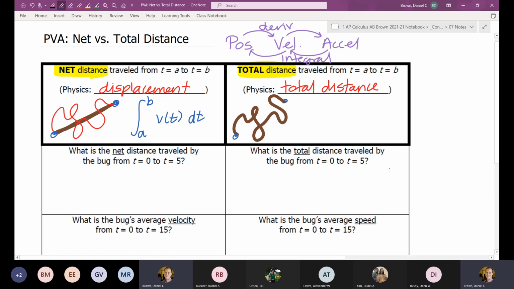How do we adjust that formula if we want to find the total distance? To adjust that formula and find the total distance, we are still going to be integrating velocity. But instead of just regular velocity, we are going to be integrating the absolute value of velocity. And that's something that students often forget. They want to treat both of those as the same formula, but total distance is going to be the absolute value of the velocity.